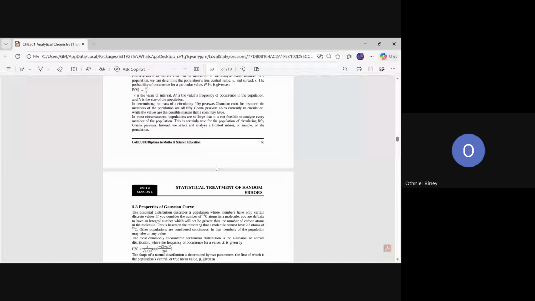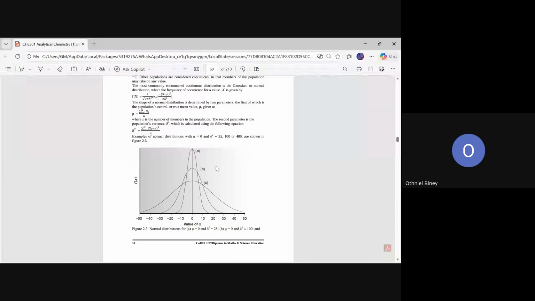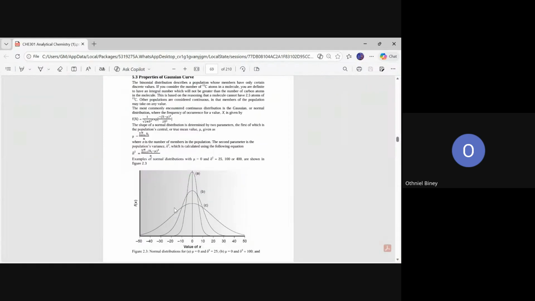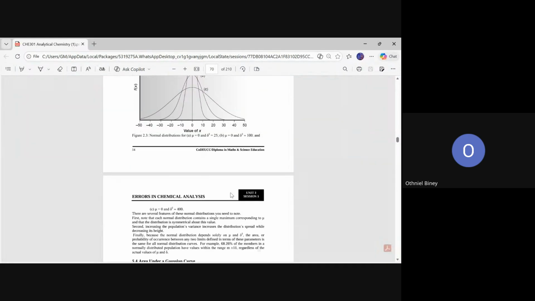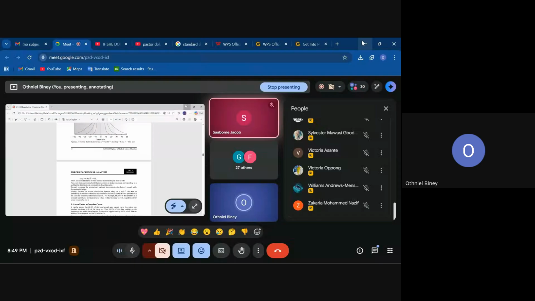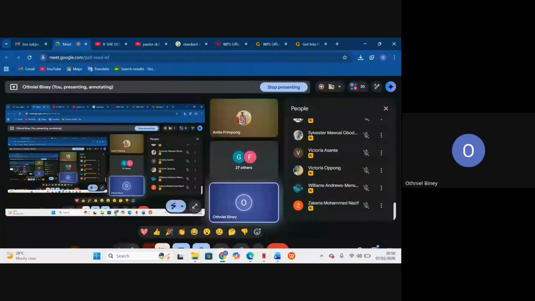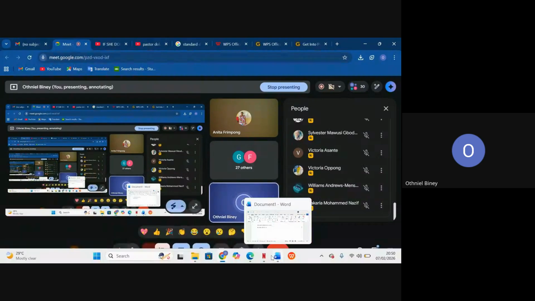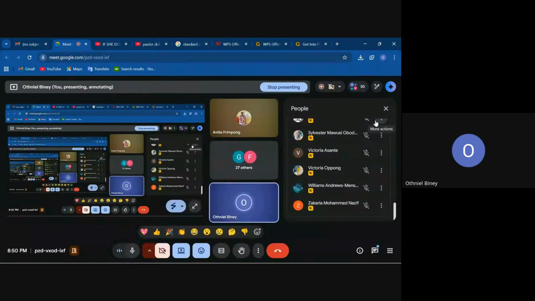I want us to do something. I would want to download this thing, the WPS. So, Mr. Bright, after the class, you would help me get it on my laptop, please, so that next time I can use it to draw. I hope I can use it to draw, so I can be using it to draw the Gaussian curve for you guys.